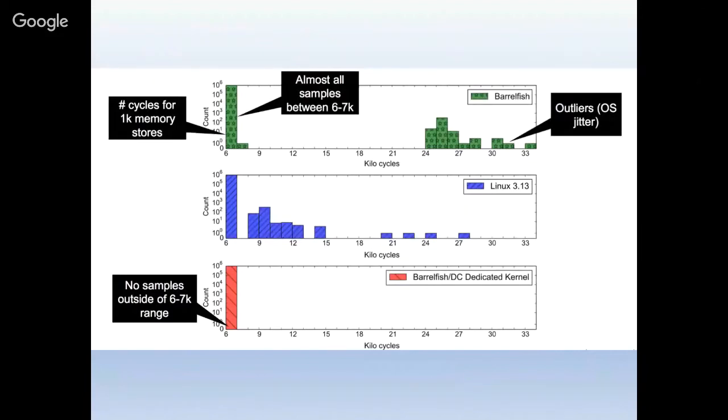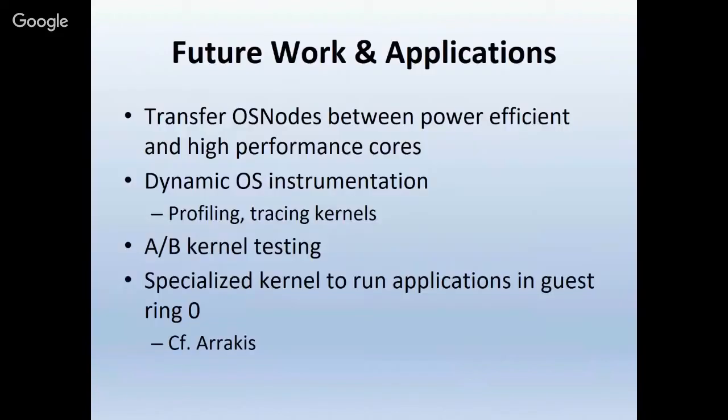Future work and applications. OS nodes hold the entire per-core state. You can move between power-efficient and high-performance cores. Kernel developers interested in dynamic OS instrumentation, for example profiling or tracing kernels, can simply do this now by swapping kernels with a debug kernel. Also, to test the impact of some features, the kernel can simply be swapped to do A/B kernel testing.